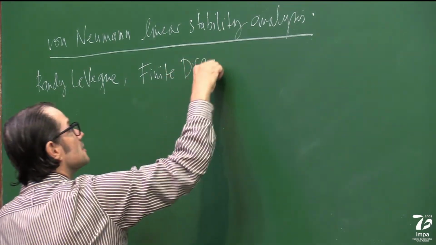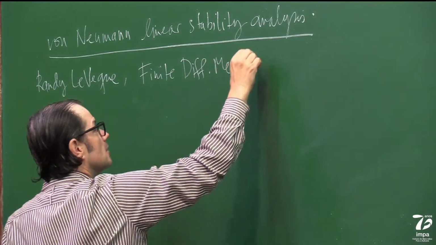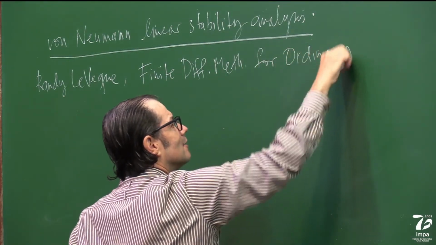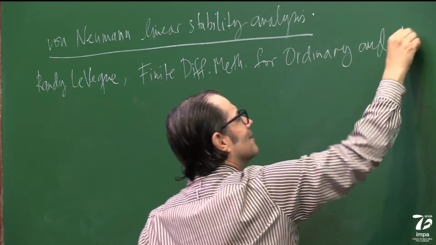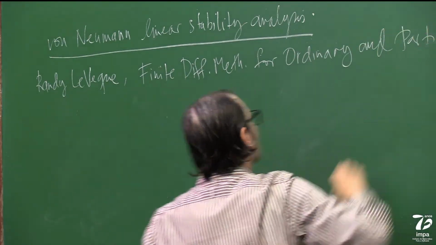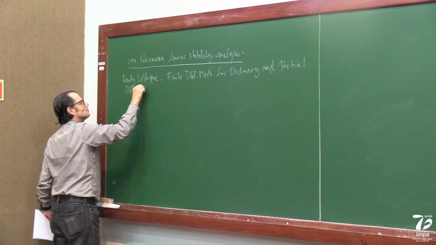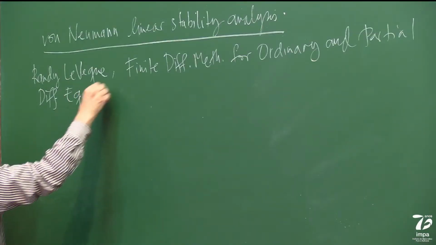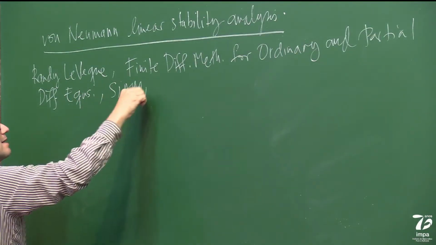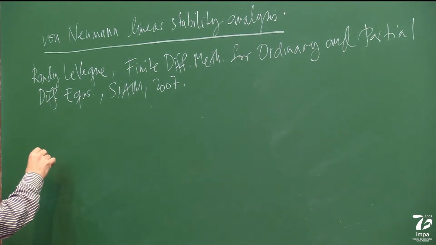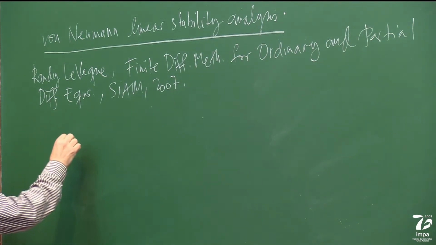Let me abbreviate the title because it's long. Finite Difference Methods for Ordinary and Partial Differential Equations. It's a book by SIAM. So usually SIAM books are excellent and cheap. 2007.